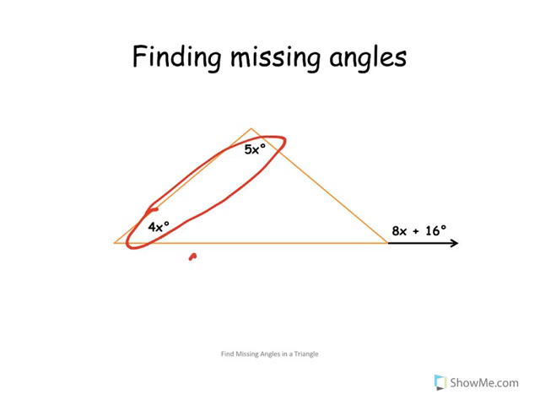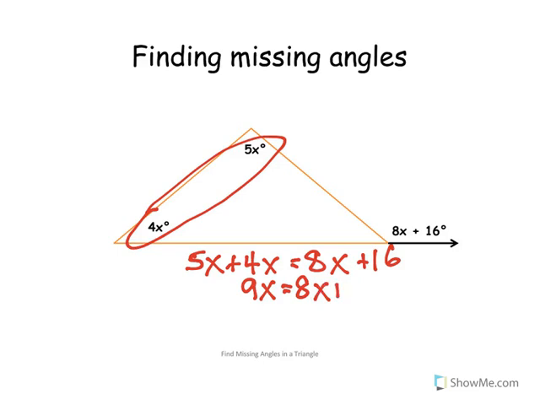So again, the sum of these two, and I don't even really need to be showing this step. I think at this point we can all add 5x and 4x in our heads, but I do want to show you where the work comes from. Should be equal to 8x plus 16. Now I've got 9x is equal to 8x plus 16. Now I'm left with x is equal to 16.